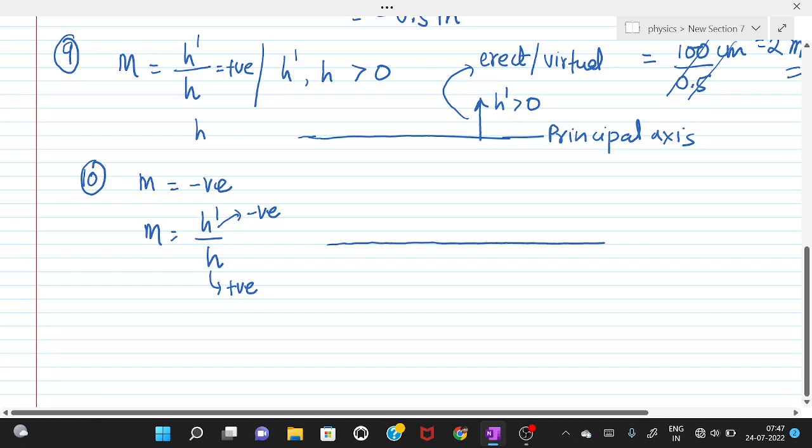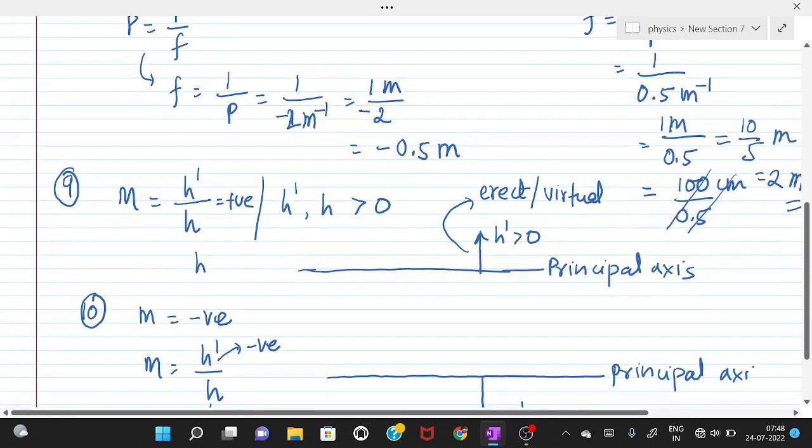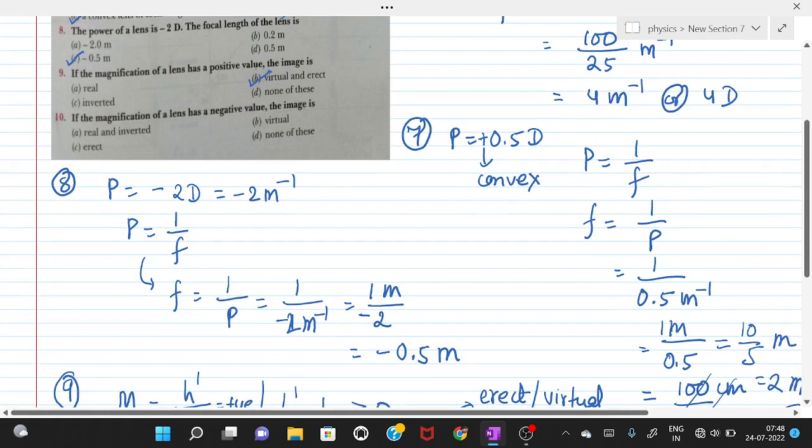When h dash is negative, the image is formed below the principal axis. Whenever the image is formed below the principal axis, our m is negative. And when the image is formed below the principal axis, the image will be inverted. An inverted image will always be real, because a real image is always inverted. So the option for question number 10 is real and inverted. So option A is correct for question number 10.